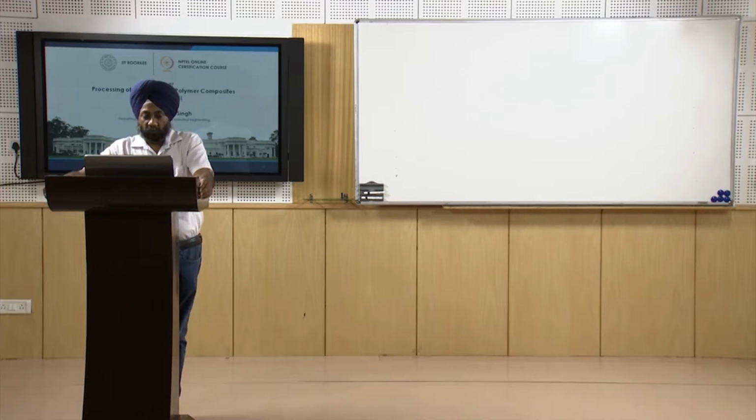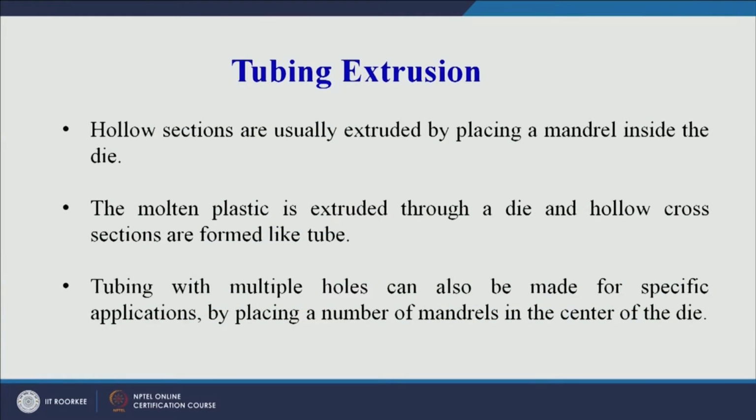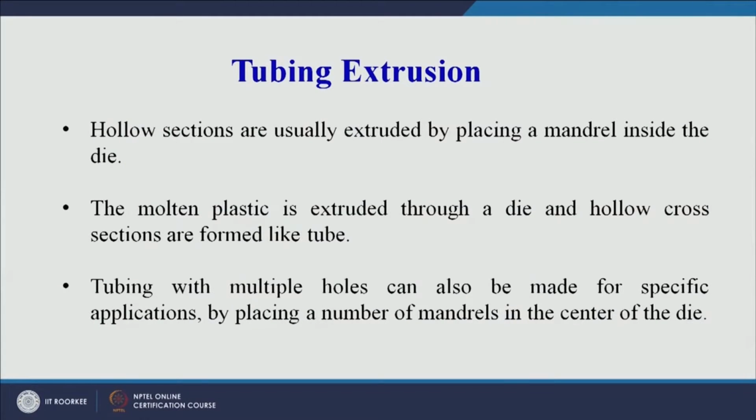Another variant of extrusion process is the tubing extrusion. Hollow sections are usually extruded by placing a mandrel inside the die, similar to the tube drawing process that is usually used for making metallic tubes. So hollow sections are usually extruded similarly for plastics by placing a mandrel inside the die. The molten plastic is extruded through a die and hollow cross sections are formed like a tube. Tubing with multiple holes can also be made for specific applications by placing a number of mandrels in the center of the die.